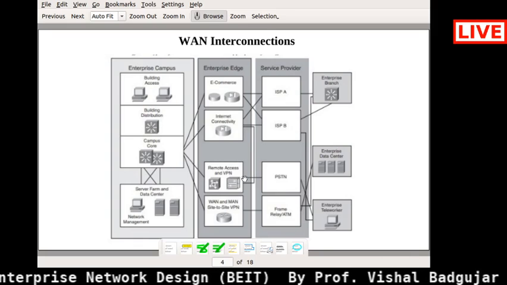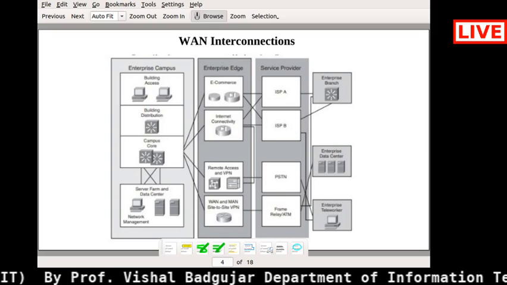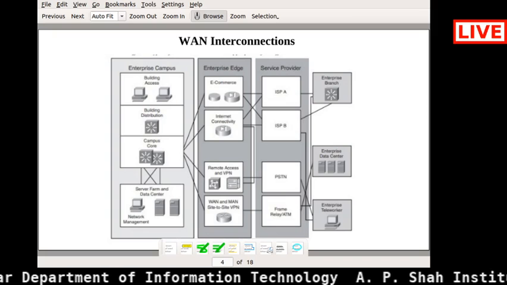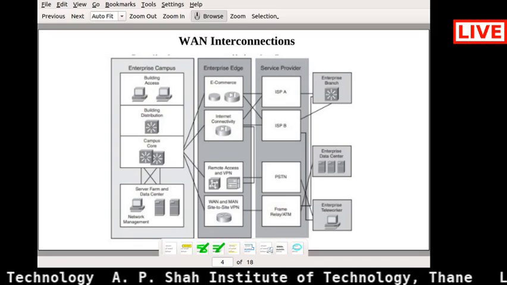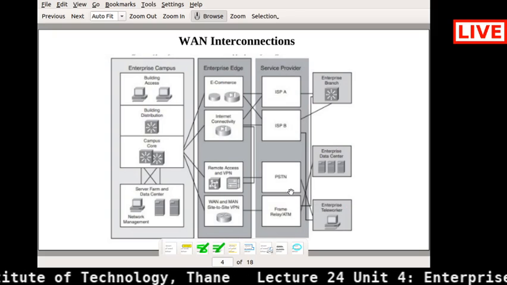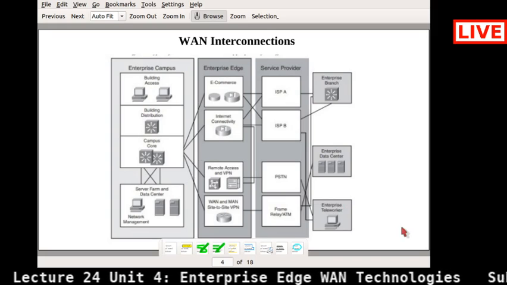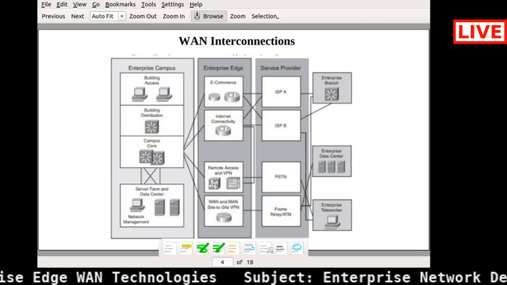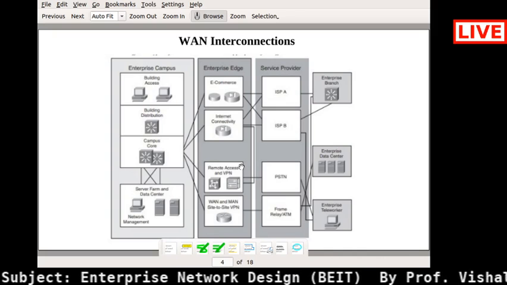But one issue for this WAN connection is that you must select an appropriate physical WAN technology, because there are multiple WAN technologies already available, not only the traditional WAN technologies. We have already seen them in the contents as well. There are some traditional WAN technologies and different other WAN technologies also, and you need to study them for selecting a good one for your organization.